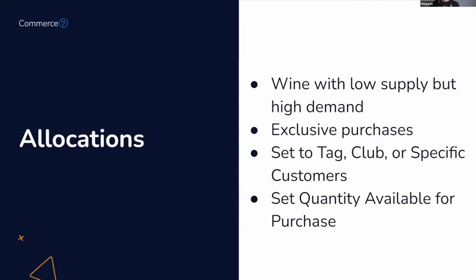So allocation, for those of you that don't know, this tool is used for wines that have low supply and high demand. So wines that are maybe a limited edition or a wine that doesn't have a lot of quantities available for purchase. So this allows you to sell your wines in an exclusive manner to specific customers that you can allocate based on tag, club, or even specific customers that you want to enter on their own. And this allows you to set a specific quantity that's available for these customers to purchase when they log into your website online.